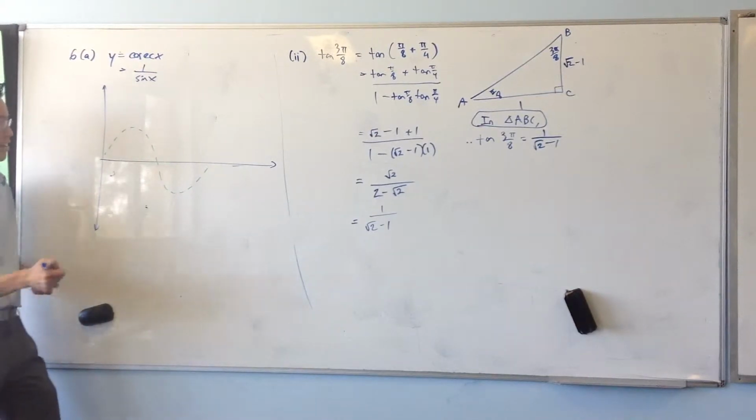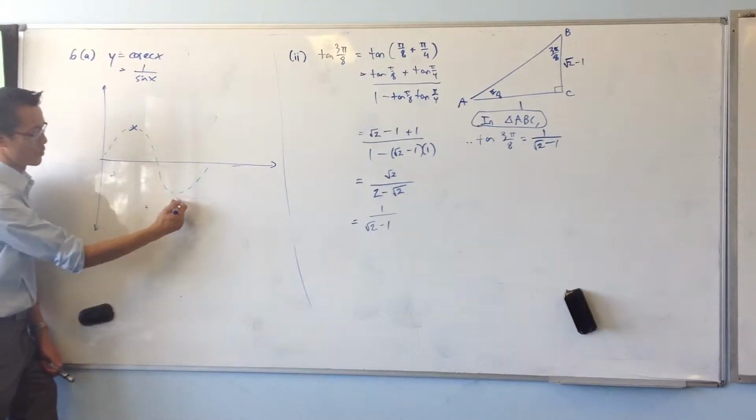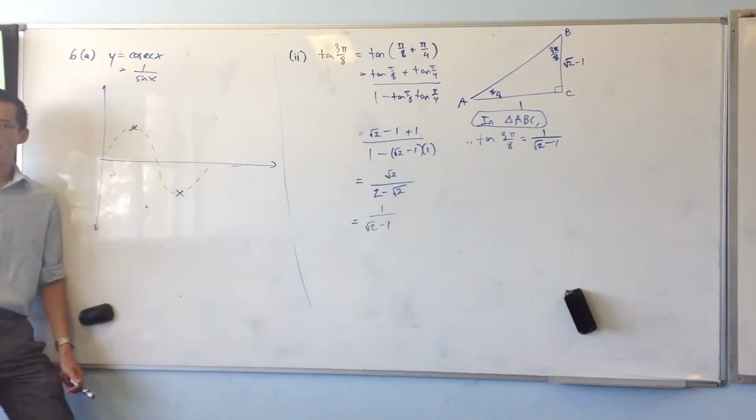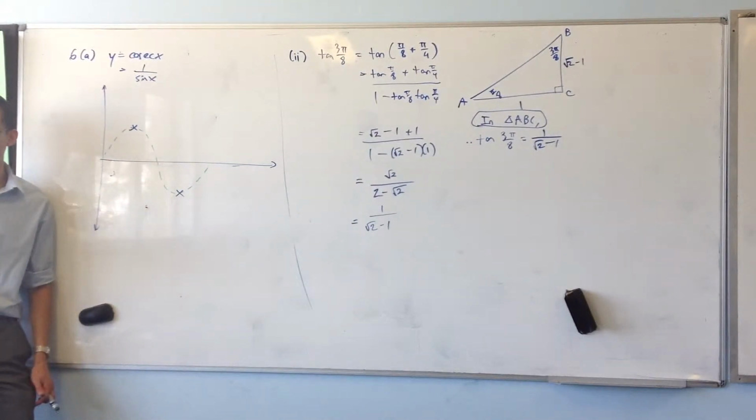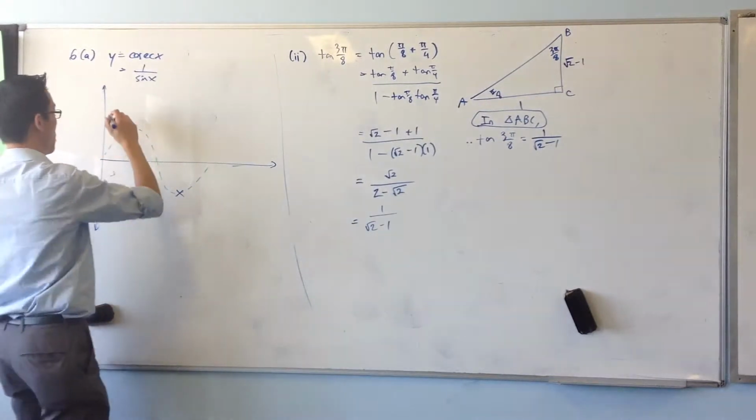Well, you're going to get things like 1 over 1, right? 1 over -1, which is also -1. Now what happens in between here? Since I'm taking the reciprocal, every time sine x is 0, you get a vertical asymptote, yeah?